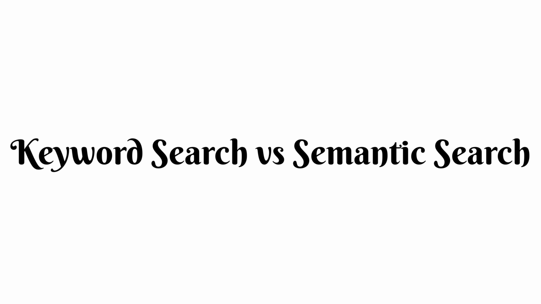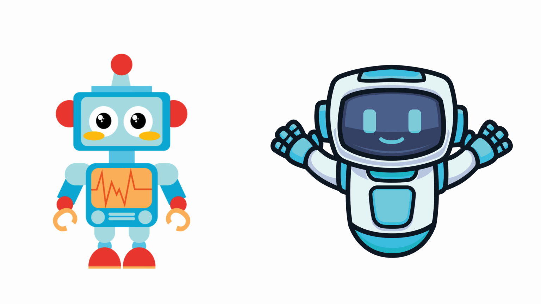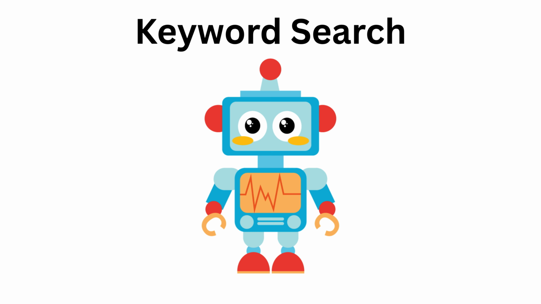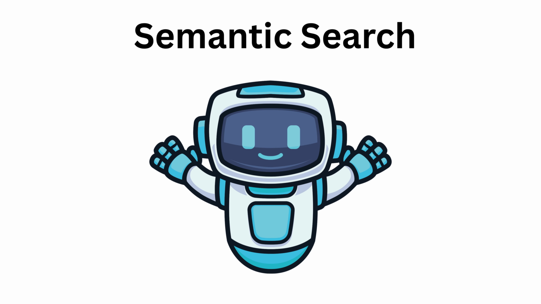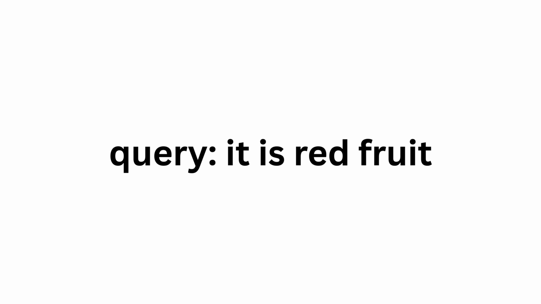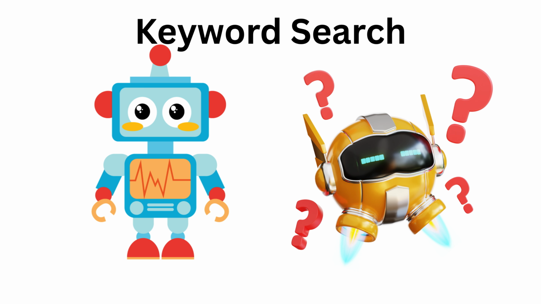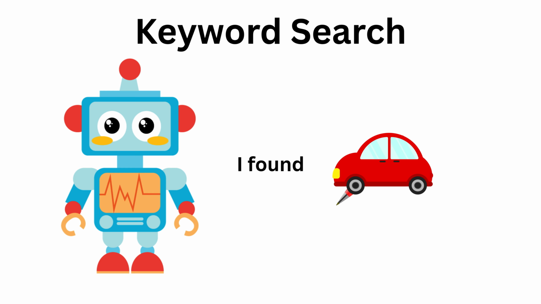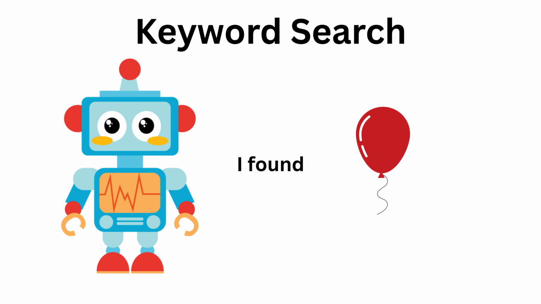Cool, right? So now let us understand what keyword search and semantic search are. Basically, we will see the difference between them. Let us understand this by an example. We have two robots: one robot is for keyword search and the second robot is for semantic search. If we give a query like "it is a red fruit," what would the keyword robot give us in response? It will say I found a red pen, maybe a red car or a red balloon.